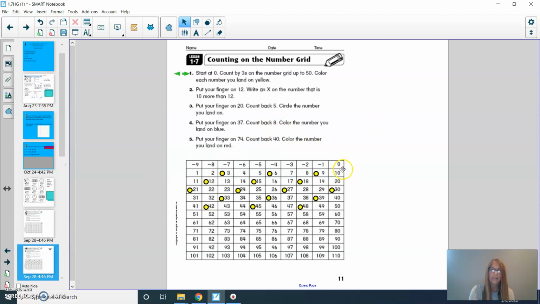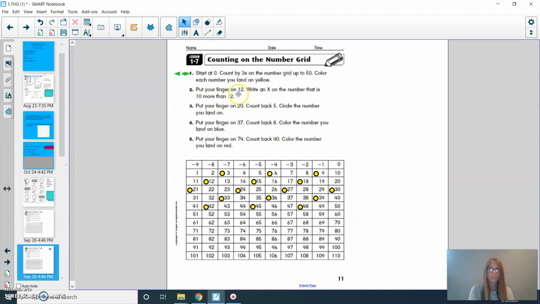All right, so I'll count with you. I started at 0 and then I just did a little yellow circle, but you could have colored the whole thing yellow. That would be great too. So I have my 3, 6, 9, and then I hop down to the next line, 12, 15, 18, 21, 24, 27, 30, 33, 36, 39, 42, 45, 48. I stopped at 48 because the next number I would get to would be 51, and they told me to only go up to 50. So that's why I stopped at 48.